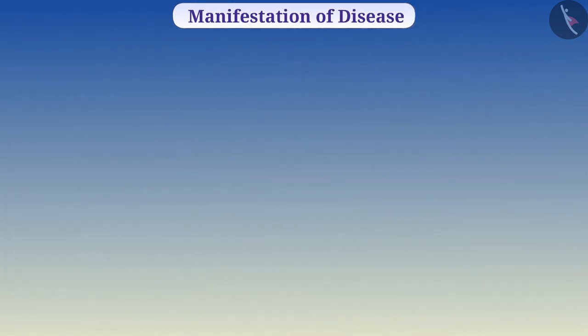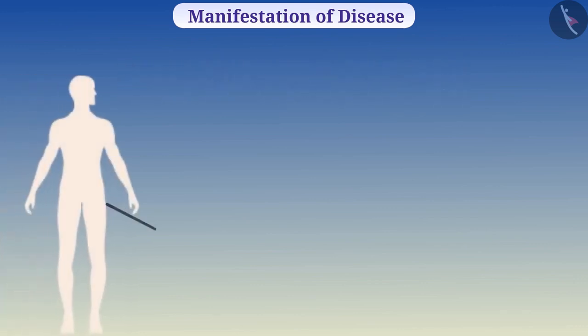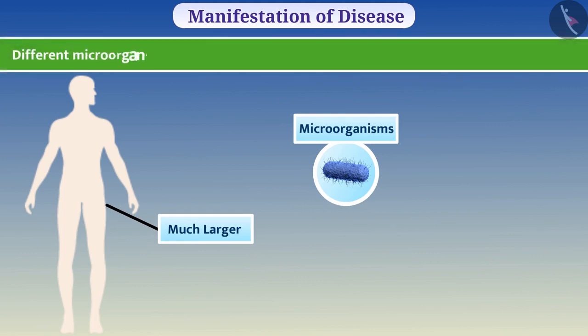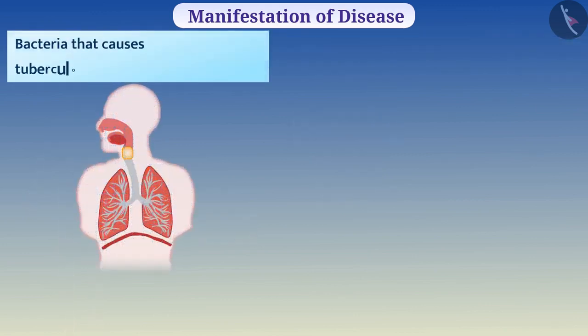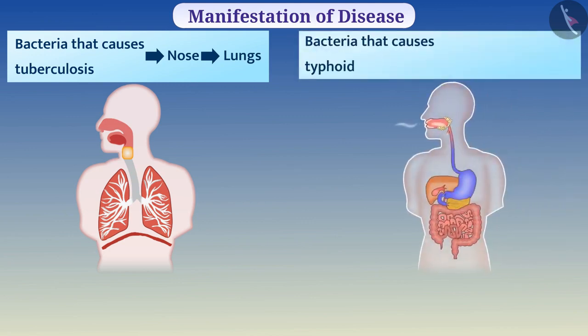Now, let us understand the organ and tissue-specific manifestation in detail. We know that our body is much larger than that of microorganisms. Different microorganisms causing disease can enter the body by different modes and can live in the body. For example, bacteria that cause tuberculosis enter the nose via air and grow inside the lungs. And the bacteria that cause typhoid enter via mouth and grow in the intestine.